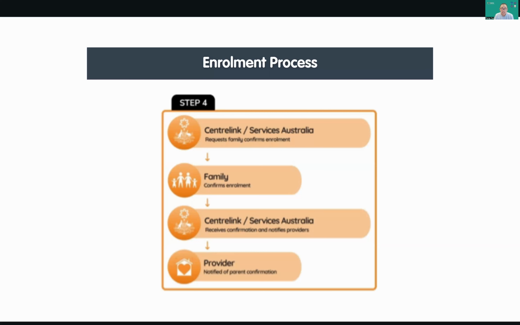Cool, guys, that's step 4. Not a lot to that. To quickly sum up: step 1, parents claim for CCS via Centrelink. Step 2, organize care arrangements with you as the service provider. Step 3, you submit an enrollment notice to CCS. Step 4, once you create the enrollment notice, parents receive that in their MyGov or their Centrelink and they confirm the enrollment. That's kind of what happens in terms of the enrollment process.